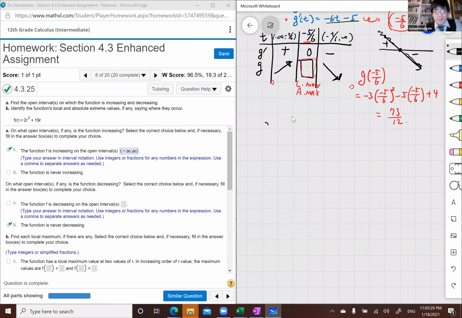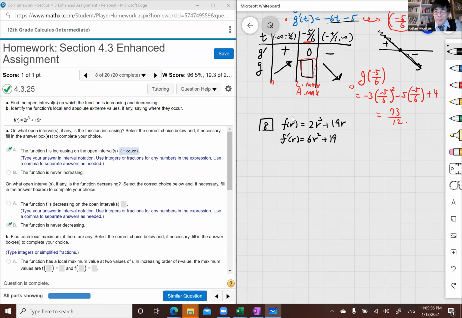So number 8. When you have a given function 2r cubed plus 19r, because I want to find where this function is increasing or decreasing, I'm going to differentiate. It's going to be 6r squared plus 19. For what value of r does it become 0?